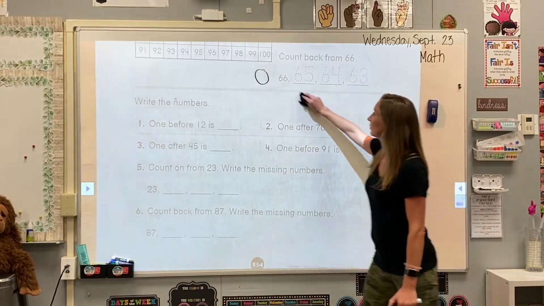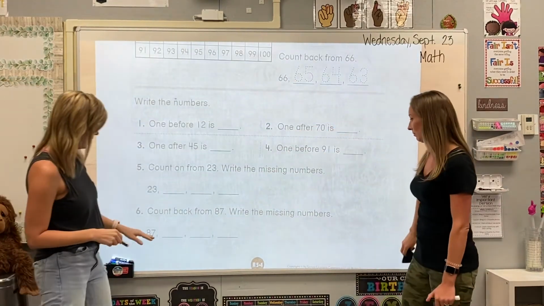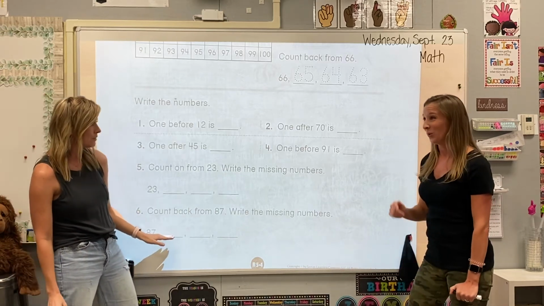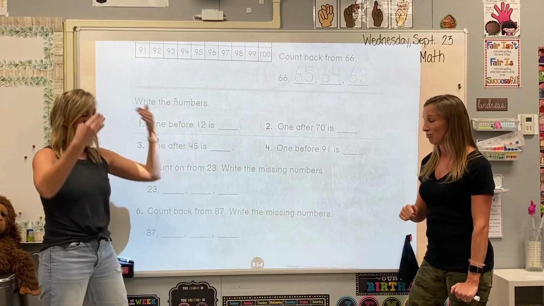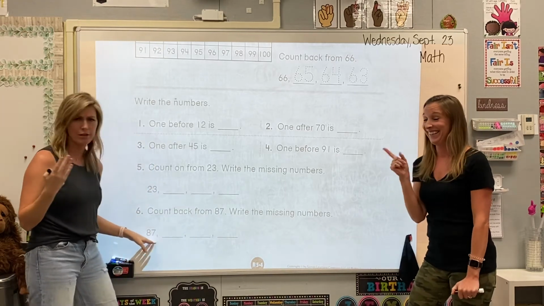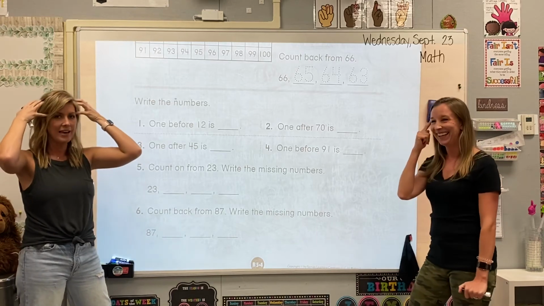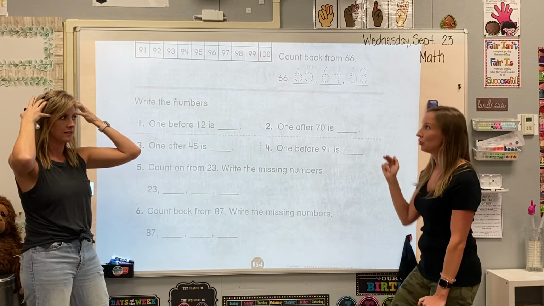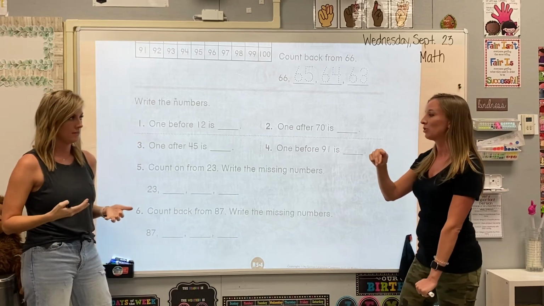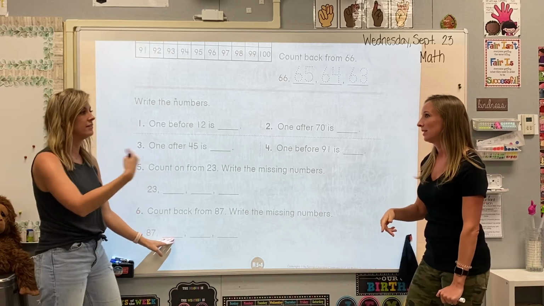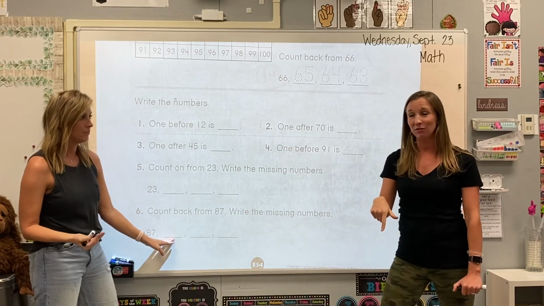So number 6 says count back from 87. They still put 87 at the beginning, but they want us to count back or down. Cool. So now we're going to put 87 in our head, and you're going to think about what comes right before 87. It's kind of like I need to jump backwards on my number line. So it's really going to be 86. And then 1 before 86 is 85. You're just taking 1 away.